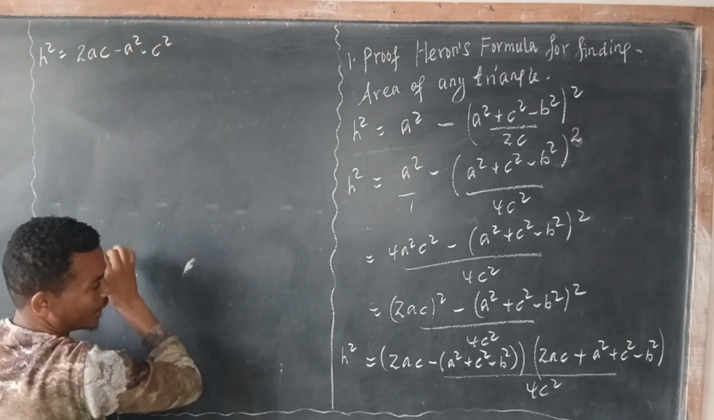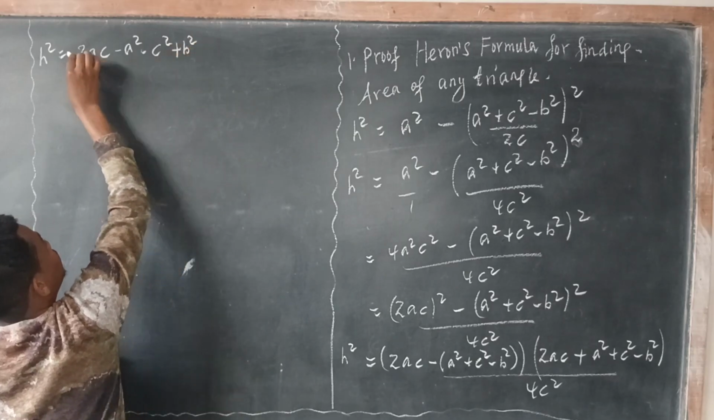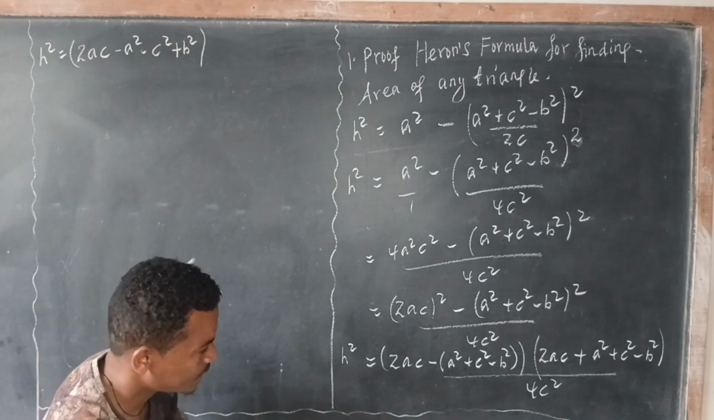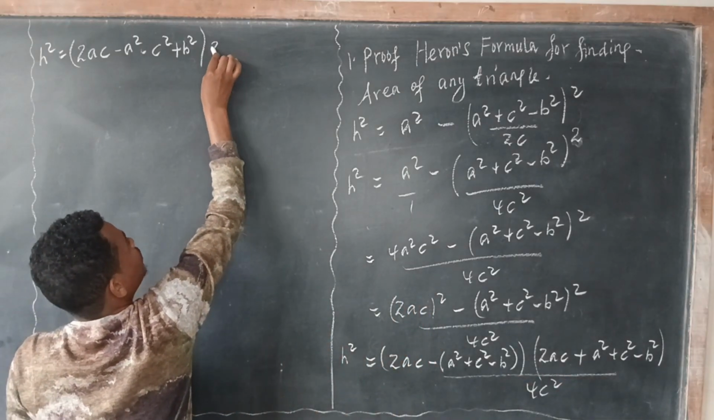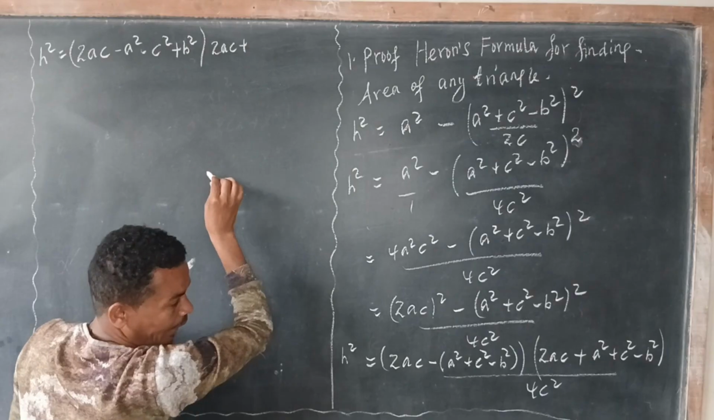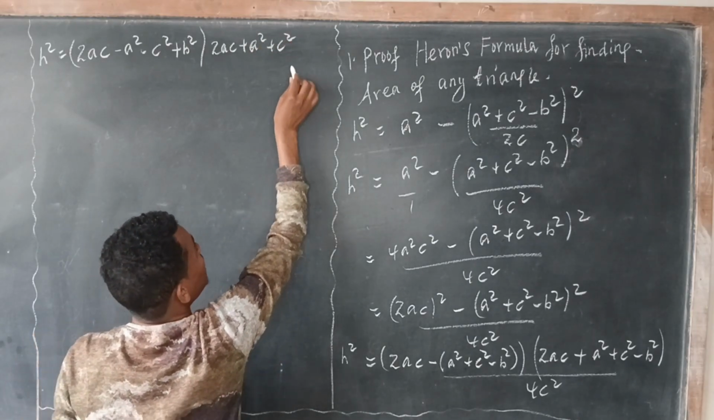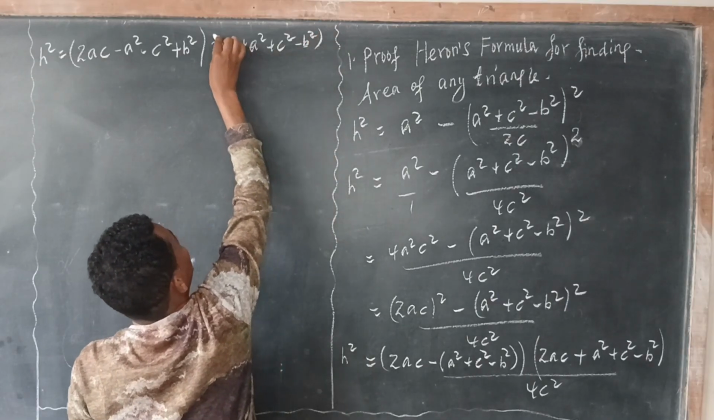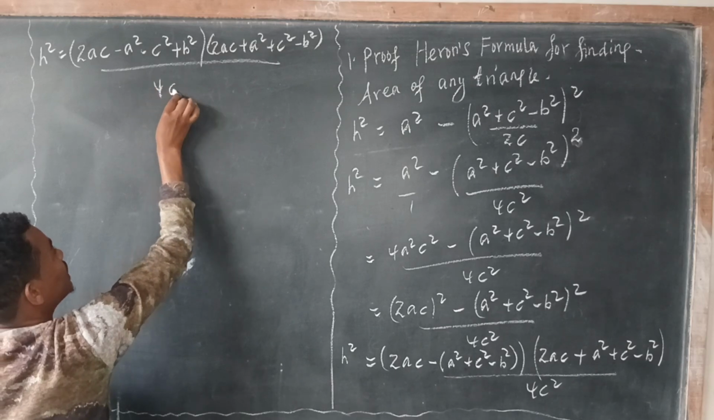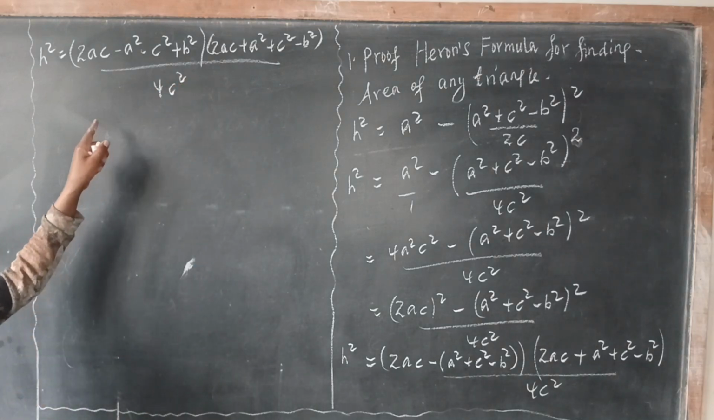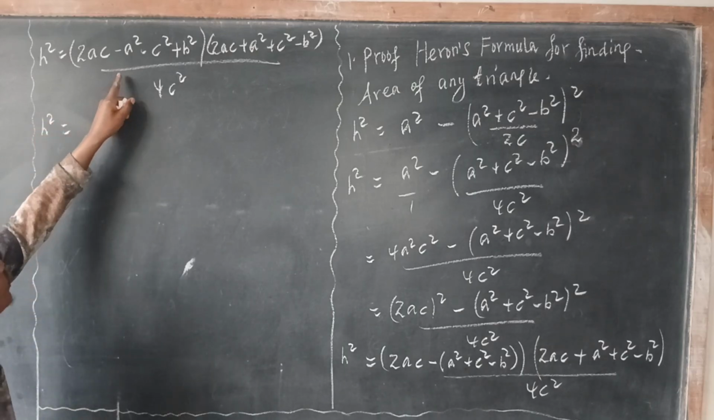minus c square plus b square, times 2ac plus a square plus c square, 2ac plus a square plus c square minus b square, over 4c square. Now again this is the same as, what can we do with this?